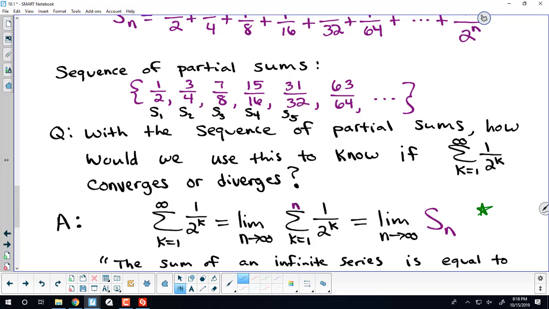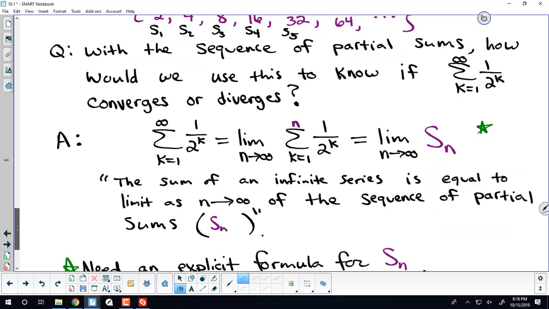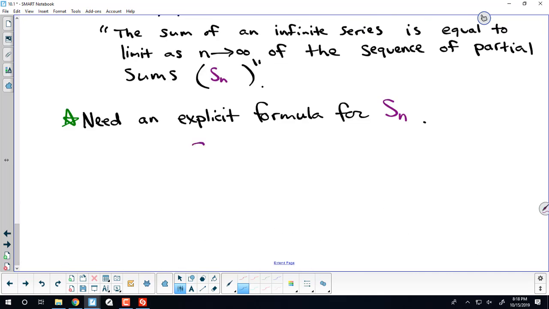So hopefully you can see the denominators. We can start with the denominators because it's straightforward, right? The denominator here is 2 to the first. The denominator for S sub 2 is 2 to the second, right? So what is the numerator in relation to the denominator? It's just 1 less. So we have 2 to the n on the bottom and 2 to the n minus 1 on top.